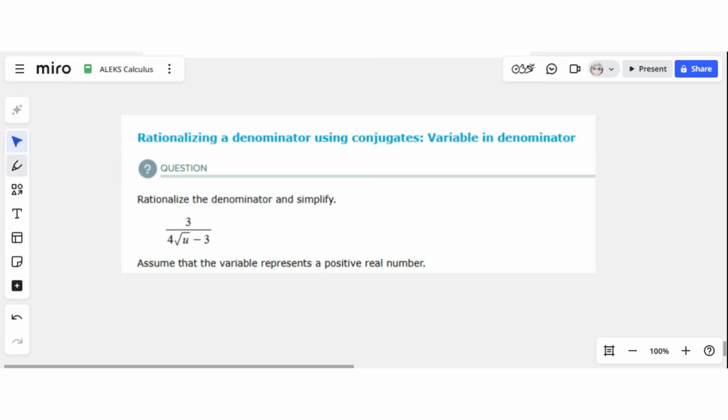In these problems, we need to rationalize the denominator in an expression by using conjugates. And we've got the variable down here in the denominator. The way you rationalize a denominator, and actually, let me back up. What does that mean, rationalizing a denominator?